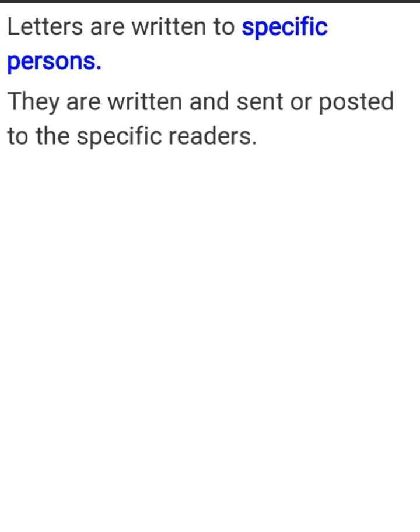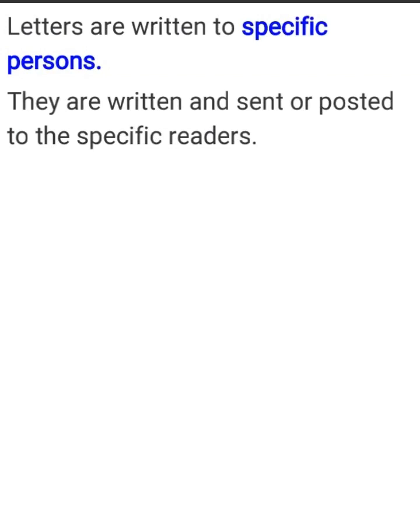Letters are written and sent or posted to specific readers. Yes, you don't publish it. You don't make it open to all members of the public. Instead, it is addressed to a specific person and is usually sent through post or other means. And so we are emphasizing it again here. Letters are for specific readers. They are not published and they are not open to all members of the public for consumption or to read.